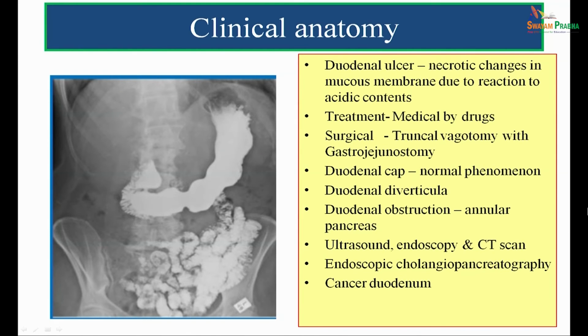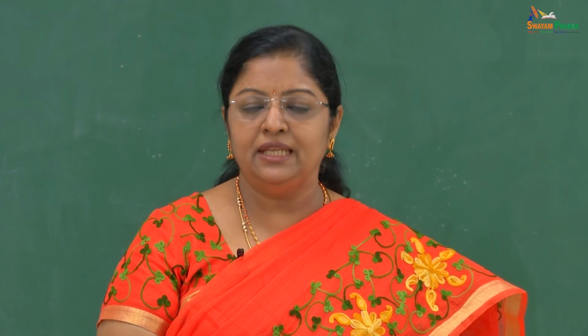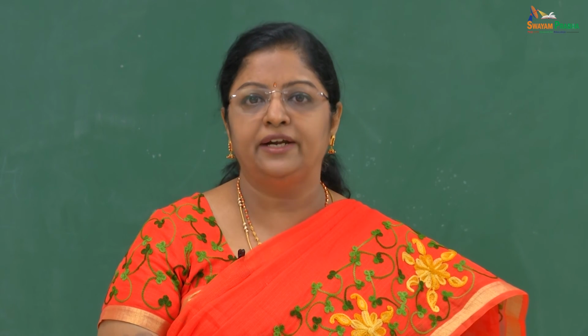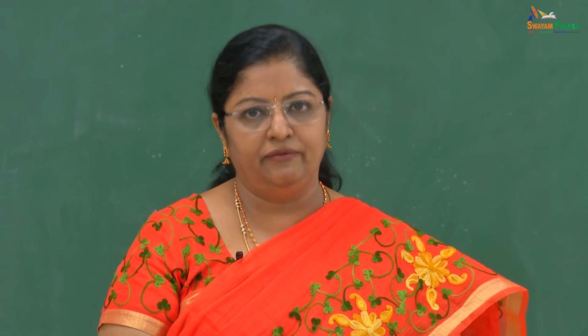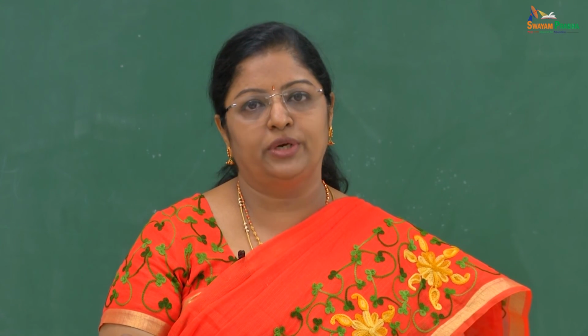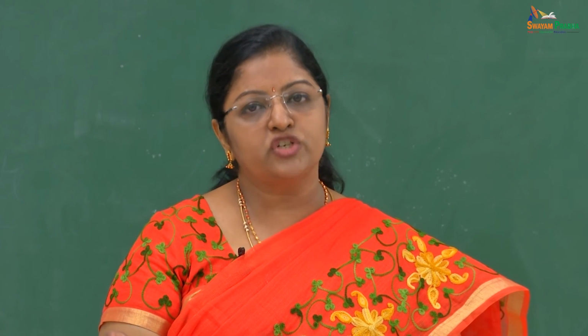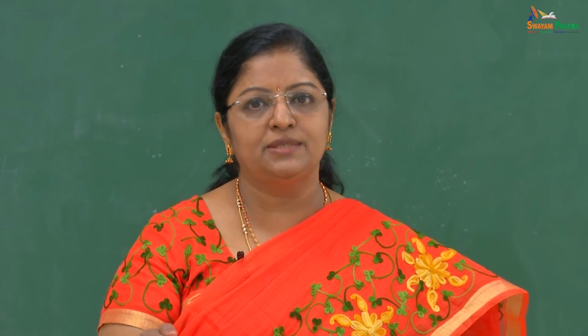Truncal vagotomy is a procedure where a part of the vagus nerve is severed, because we know that the vagus nerve facilitates acid synthesis or acid secretion. So, to inhibit the acid secretion, we need to cut out the contribution given by the vagus nerve. Hence, a part of the vagus nerve is severed, and that is known as truncal vagotomy. And there is a shunting procedure done so that the duodenum is bypassed.